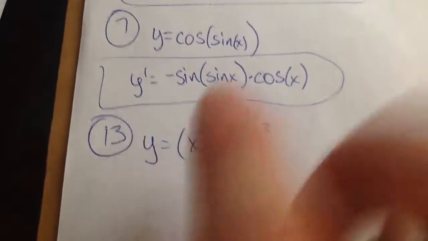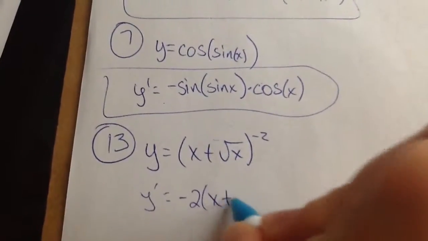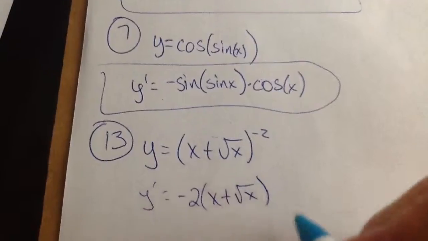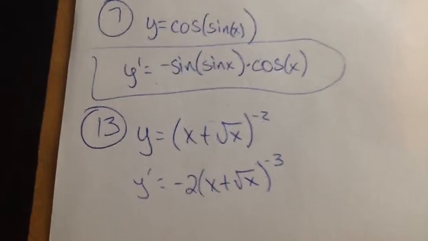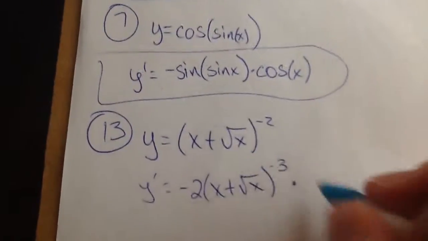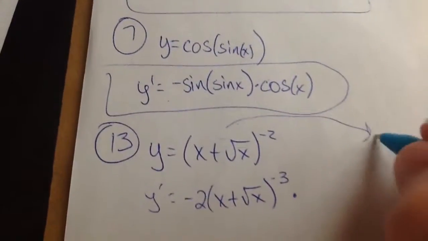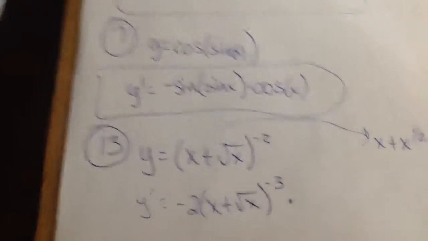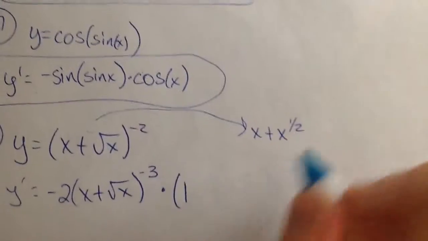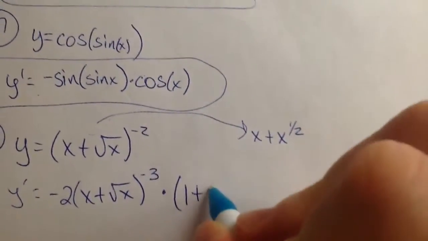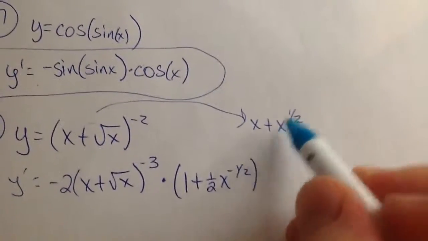Derivative of the outside, so you're going to have negative 2, leave the stuff in the inside. Hopefully you didn't change that to a 1, because remember you got to subtract 1 from the power, so that'll become negative third power. Done the outside, now the inside. X plus square root of x. I'm going to go ahead and rewrite that as x plus x to the 1/2. So now I can do the derivative of that. Derivative of x is just 1. Derivative of x to the 1/2, bring it down, so 1/2 x to the negative 1/2, because you got to subtract 1 from the power. Alright, just power rule.